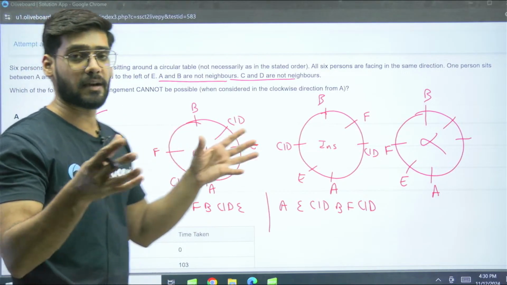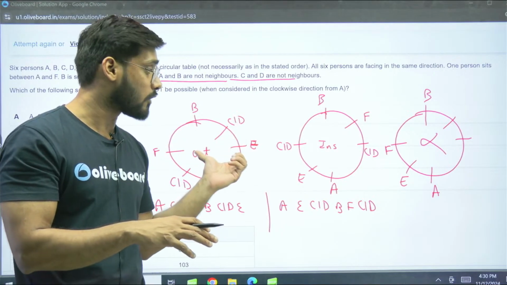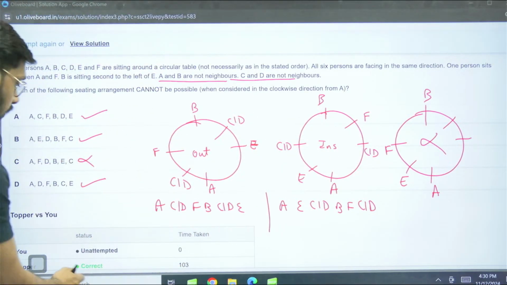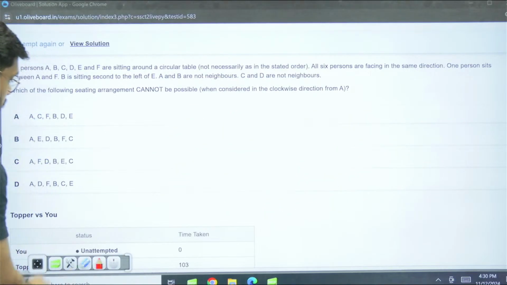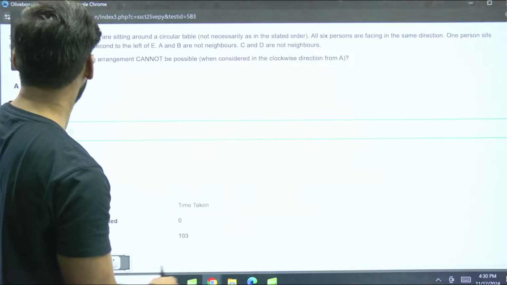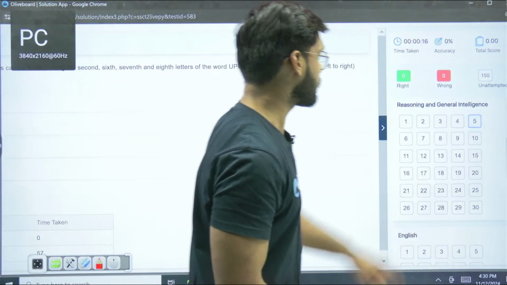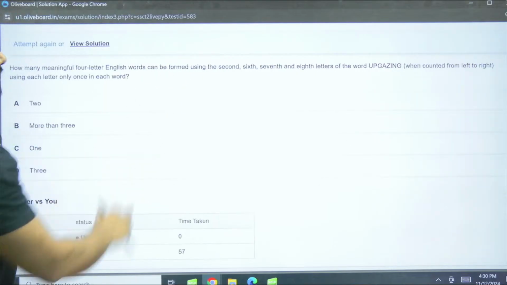So we have to take both the cases simultaneously, of the outside as well as of the inside. So now option C should be the right one. Okay, C is the right answer. Next, fifth question on our screen.